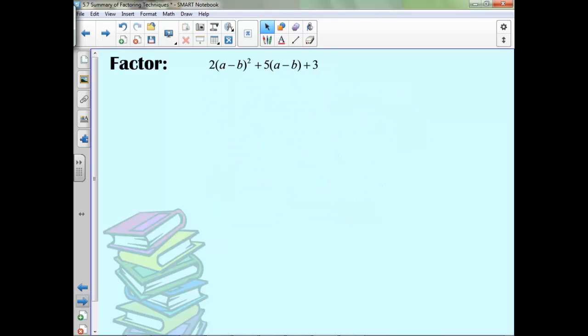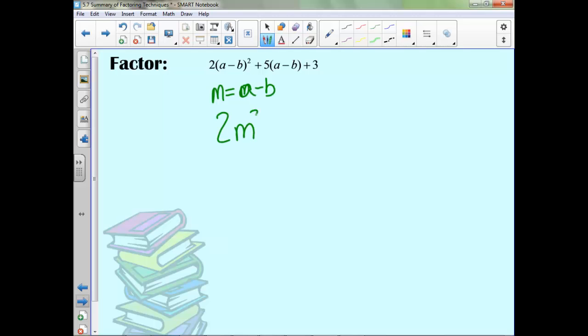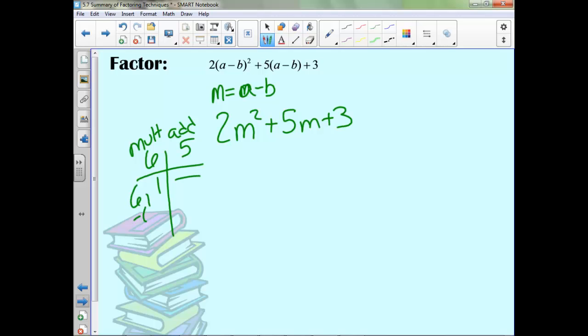On this one, notice we've got an a minus b quantity in here. We can use substitution, and let's just call this something else like m. So we've got 2m squared plus 5m plus 3. Well, now we've got to find two numbers that multiply to 6 and add to 5. 2 and 3 work.